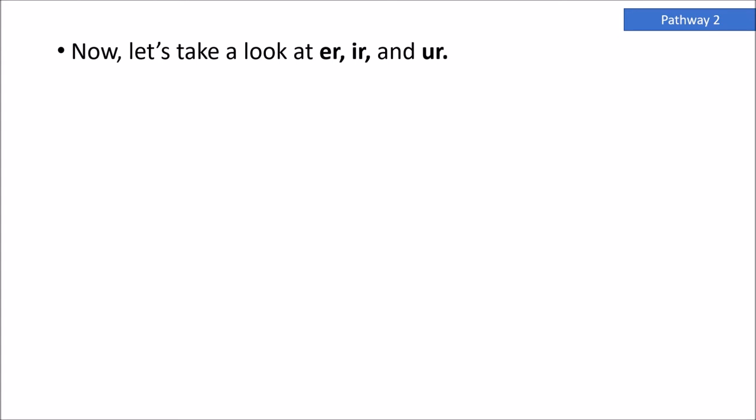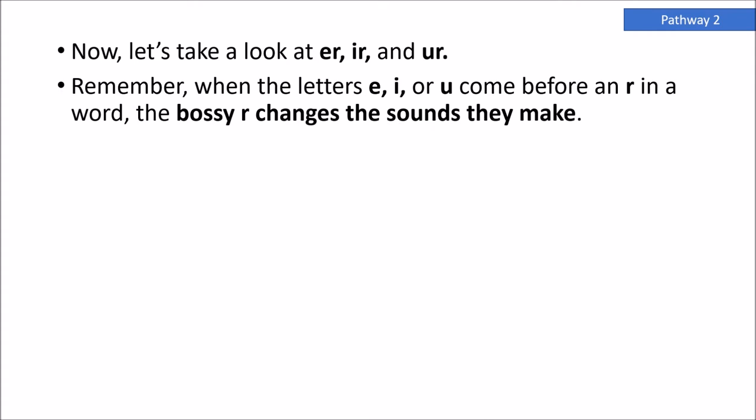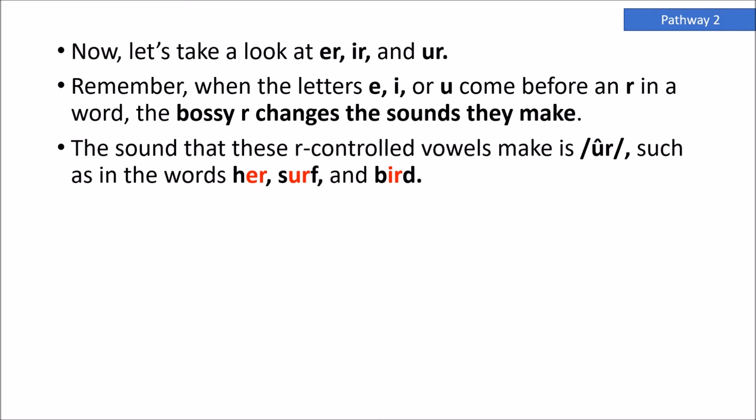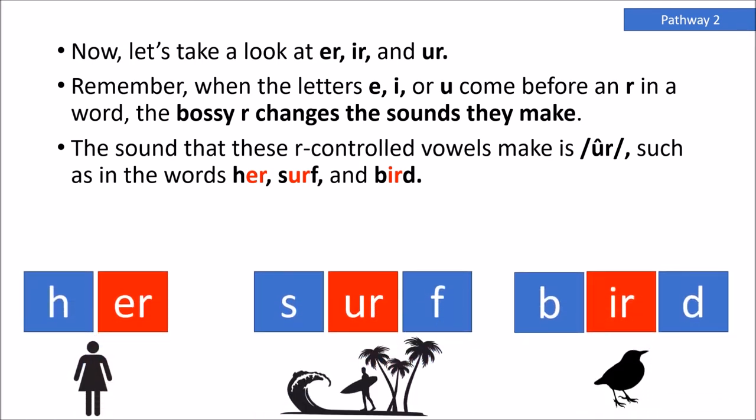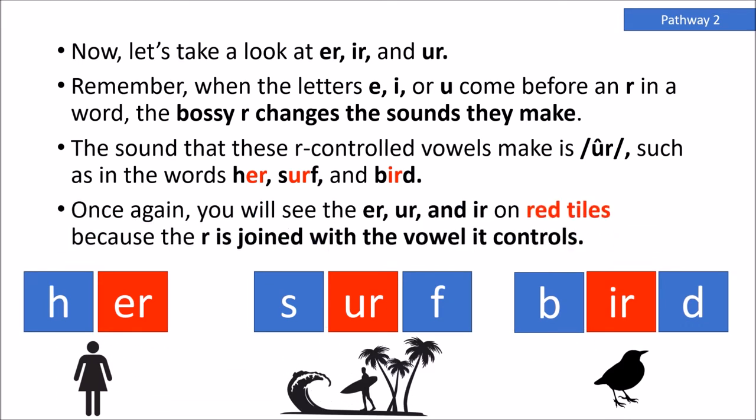Now, let's take a look at ER, IR, and UR. Remember, when the letters E, I, or U come before an R in a word, the bossy R changes the sounds they make. The sound that these R-controlled vowels make is /er/, such as in the words her, surf, and bird. Once again, you will see the ER, UR, and IR on red tiles because the R is joined with the vowel it controls.